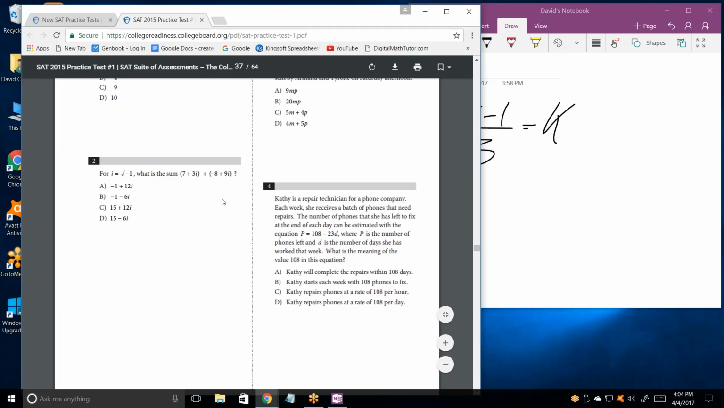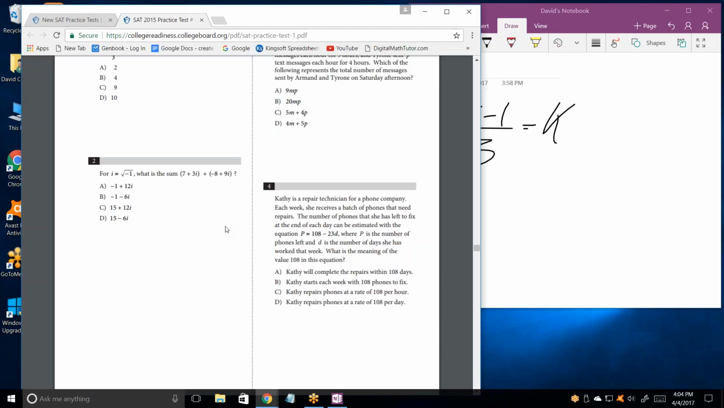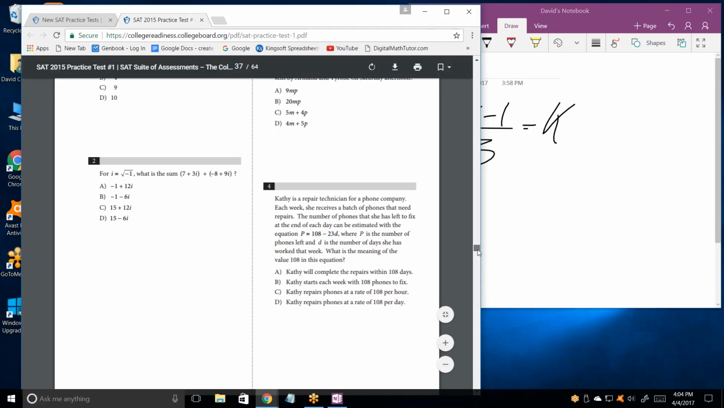Well, what would you think you would do? Just add the real parts, add the imaginary parts. That's it. So it'd be negative 1 plus 12i? That's answer A. Okay, I'll keep that in mind.